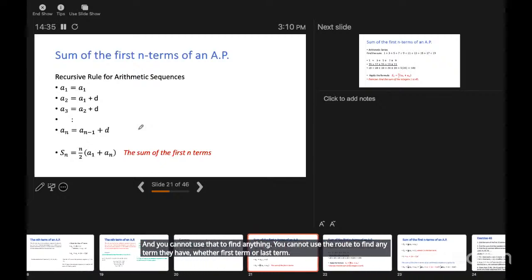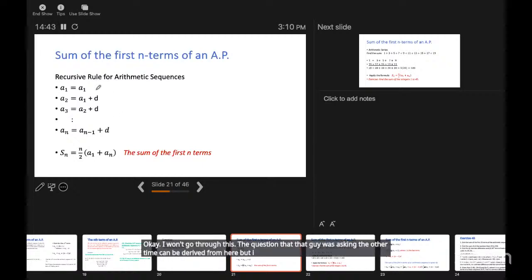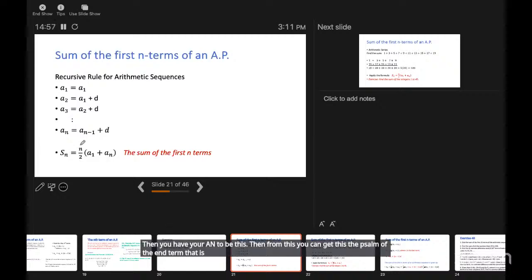I won't go through this. The question that guy was asking the other time can be derived from here, but I'm not going through that. I just want to give you that if A1 is this, then A2, A3, you write it recursively, then you have your An to be this. Then from this, you can get the sum of the n terms. That is, you want to add the n terms together.